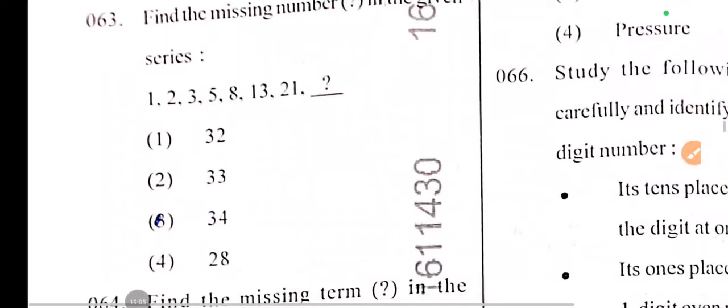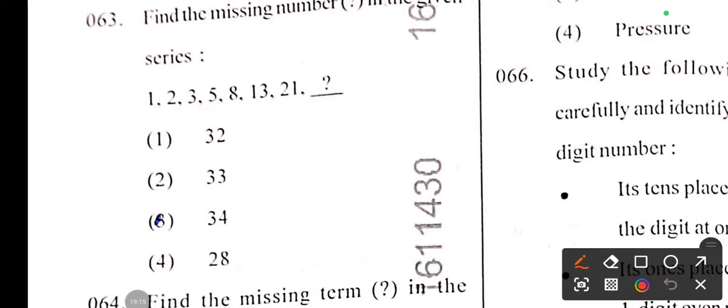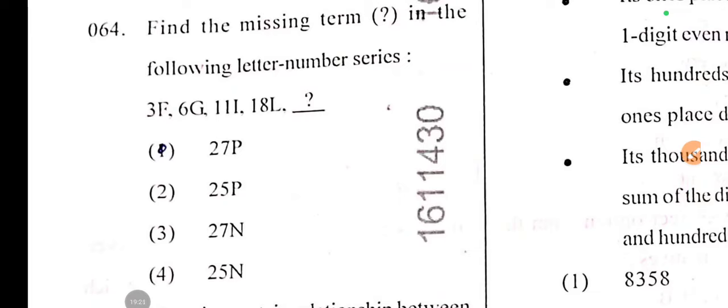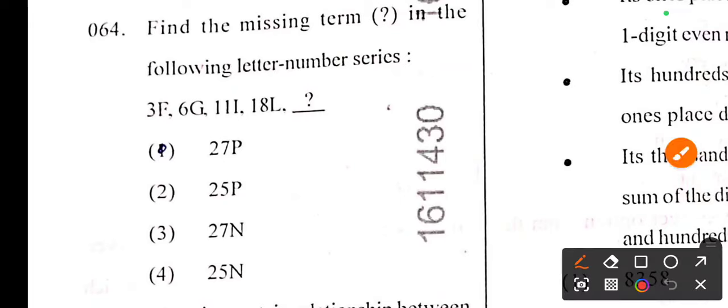Question number 63. Find the missing number in the given series. 1, 2, 3, 5, 8, 13, 21. Answer option 3, 34. Question number 64. Find the missing term in the following letter number series. 3F, 6G, 11I, 18L. Answer option 1, 27P.